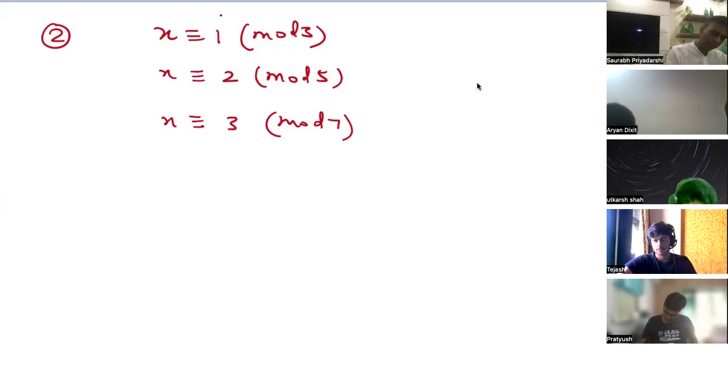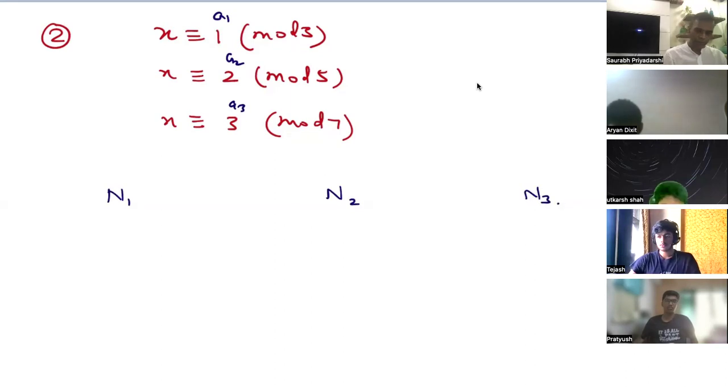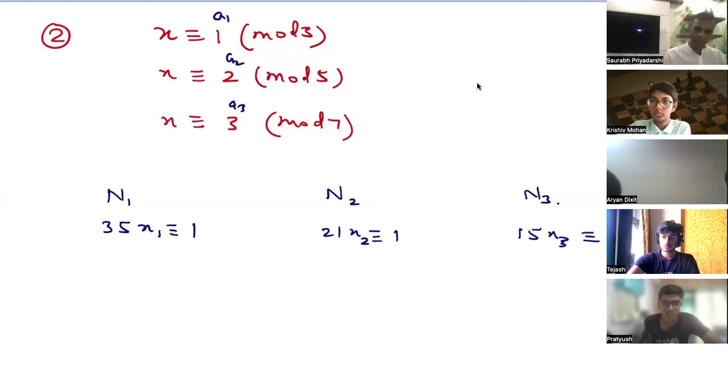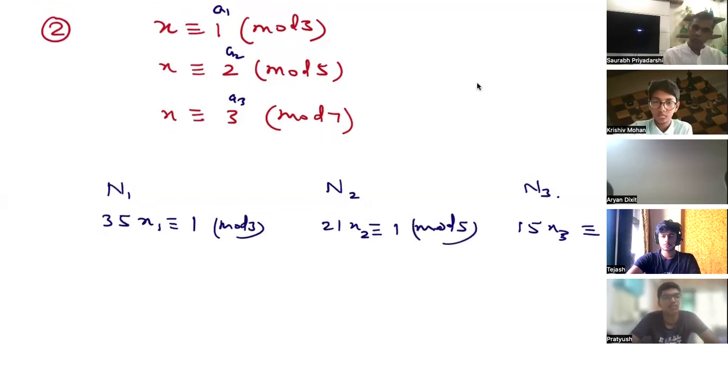First thing, this is A1, A2, and A3. The names are N1, N2, and N3. What is this N1, N2, N3? This N1 is 35, and N1 X1 is congruent to 1. N2 is 21, N2 X2 is congruent to 1. And this is 15, N3 X3 is congruent to 1. From this, we are finding x1, x2, and x3, with mod 3, mod 5, and mod 7.